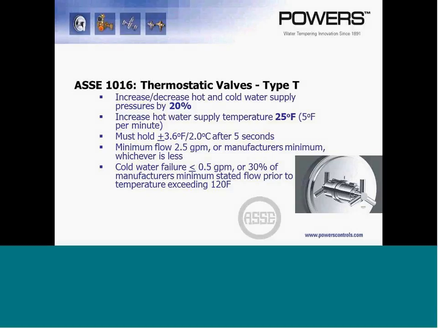They must control to plus or minus 3.6 degrees Fahrenheit, like pressure balancing. However, they're given 5 seconds to do that. A thermostatic valve typically responds to pressure changes based on the impact pressure has on temperature. Within the first 5 seconds, I believe it allows plus 5, minus 9, but after 5 seconds, it must be plus or minus 3.6. So you're given a little bit more time to make that adjustment. The minimum flow and the cold water failure tests are identical to the type P valves that we talked about a little bit earlier.